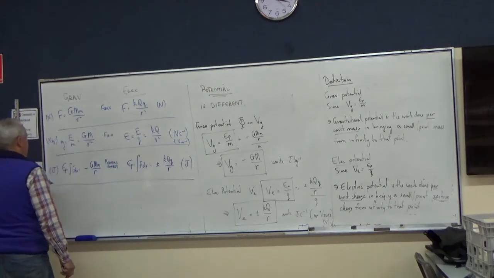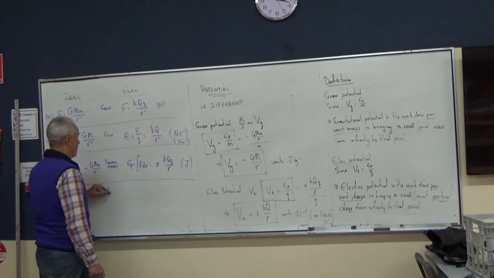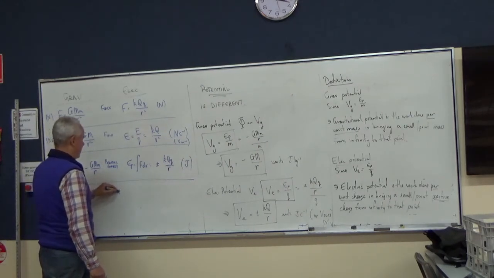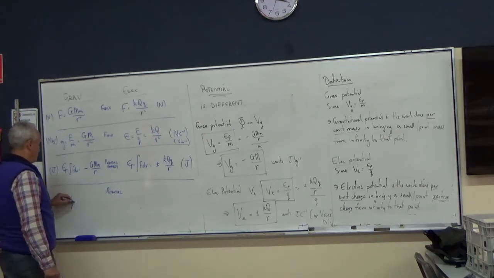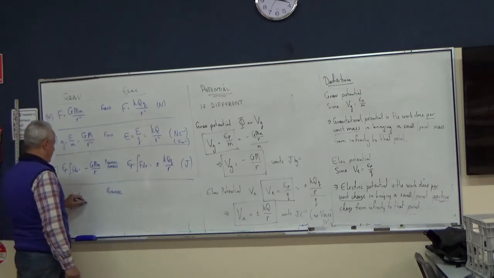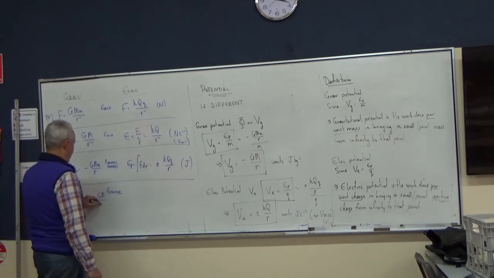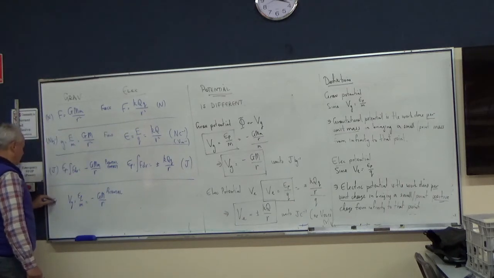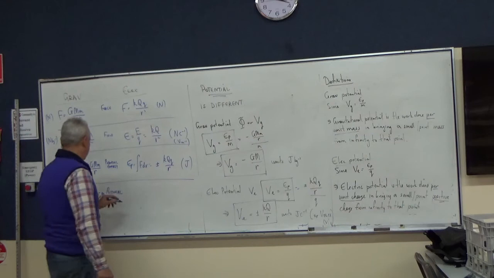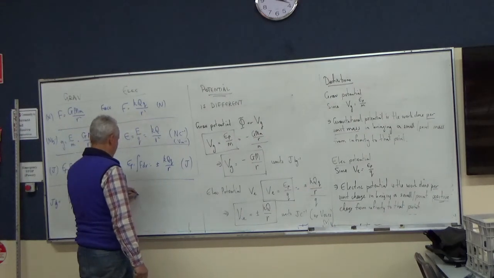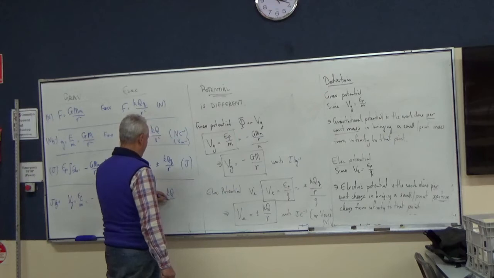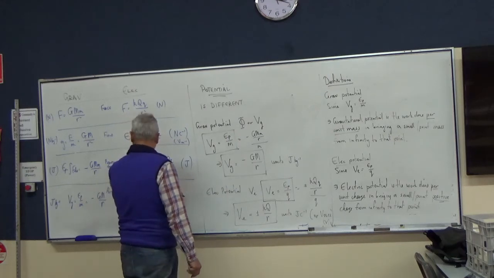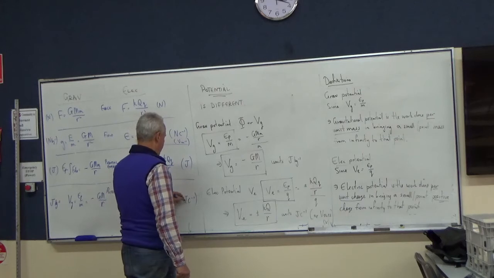And finally, potential. V gravitational is equal to EP over M equals negative GM on R. That's measured in joules per kilogram. And electrical, the electrical potential VE is equal to EP over Q, which gives us plus or minus KQ on R, and that's measured in joules per coulomb.